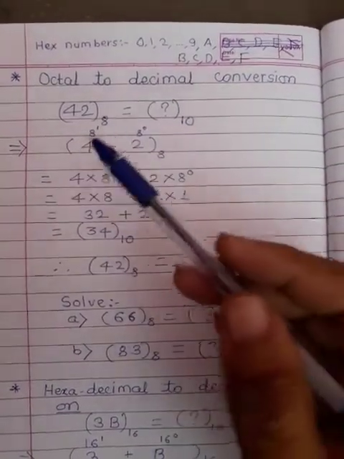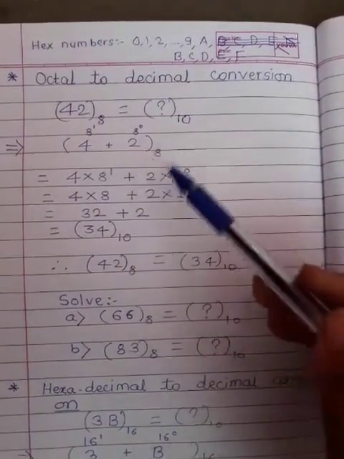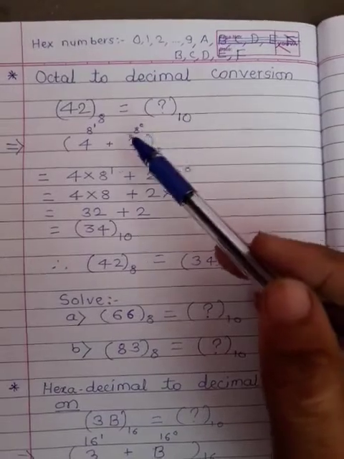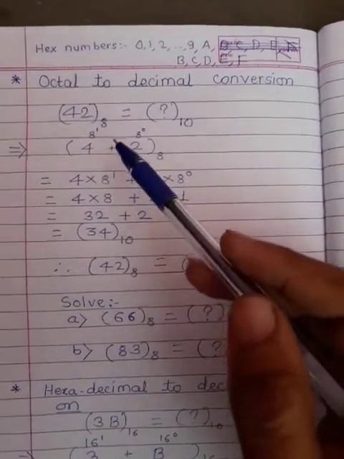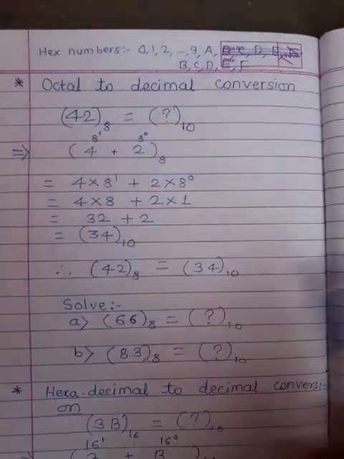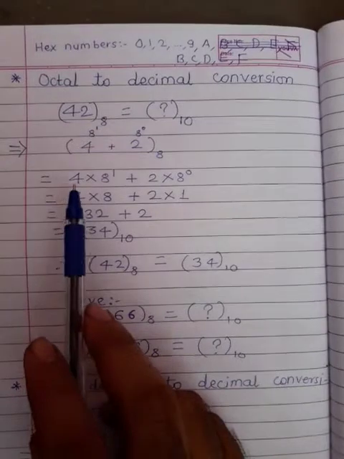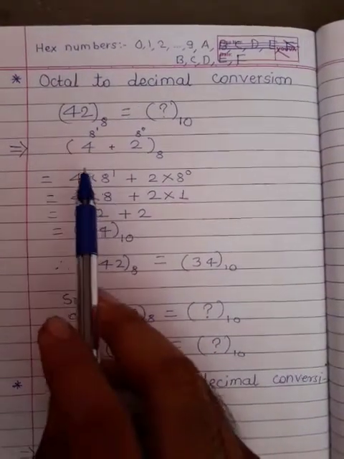So first step is write the digits separately, 4, 2. Write the powers of 8: 8 power 0, 8 power 1, and put a small plus sign. This is the first step. Now second step, multiply the power of 8 with the digit.